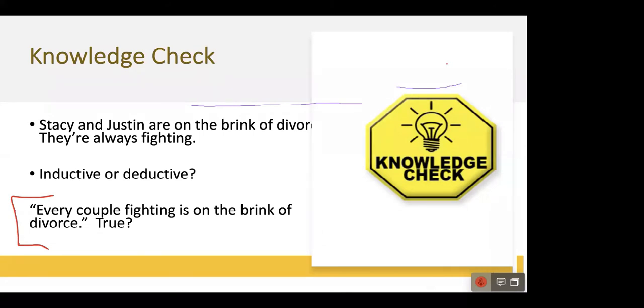So now, if you have an additional premise, every couple fighting is on the brink of divorce. So if you have one premise here and premise two, and then this is the conclusion, now you have a deductive argument. That is, if this is true and this is true, then this has to be true. Yes. So that's a valid argument. However, it may not be sound because you don't know if the premises are true or not.